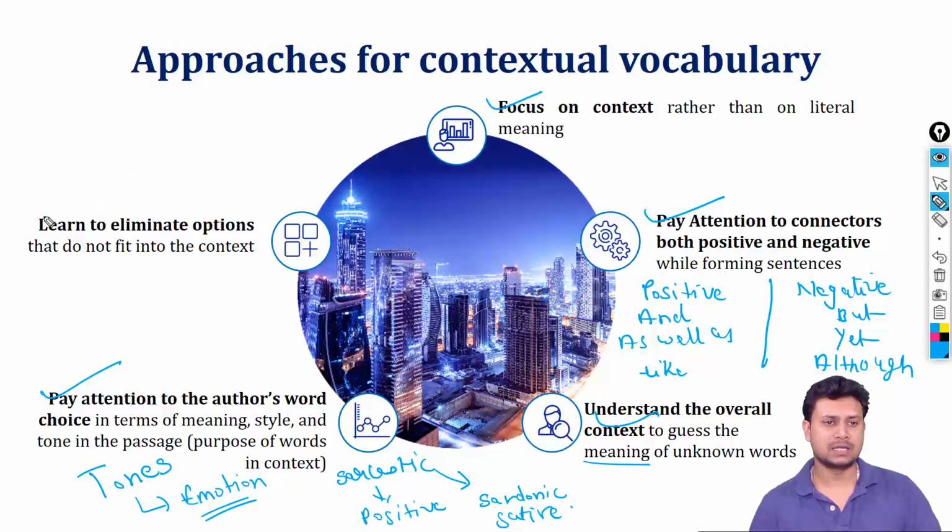And last but not the least, the most important: learn to eliminate options. Any option, any word that does not fit into the context has to be eliminated to arrive at the right answer. I hope this intro to contextual vocabulary, the different approaches, and the methods we need to apply to increase our vocabulary has helped you get a good grasp of what English usage means at a broad level.